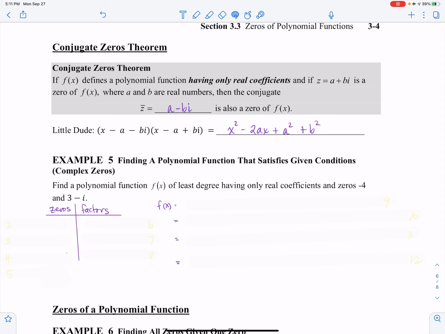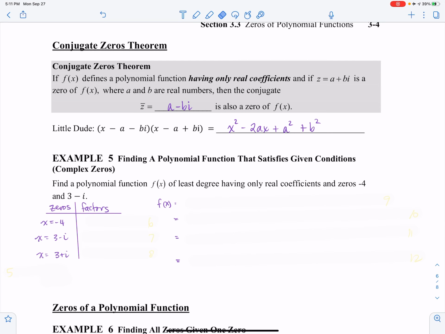And I'm told that we have a 0 at -4. All right, so a 0 at -4. And I'm also told that we have a 0 at 3 minus i. I like to write that again with an x equals 3 minus i. According to the conjugate zeros theorem that we just talked about, if 3 minus i is a 0, then automatically 3 plus i has to be a 0.